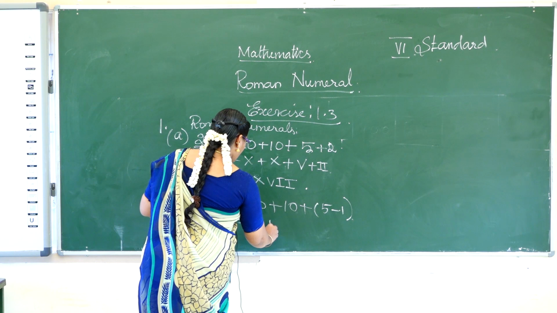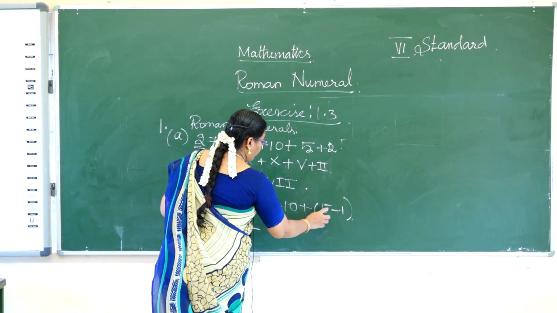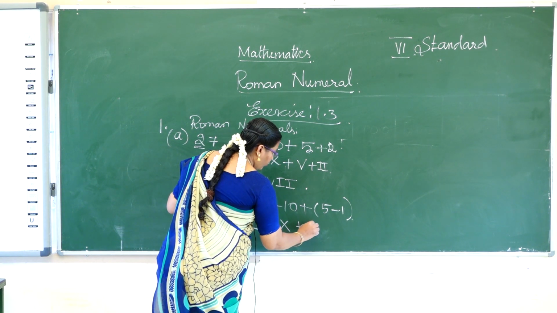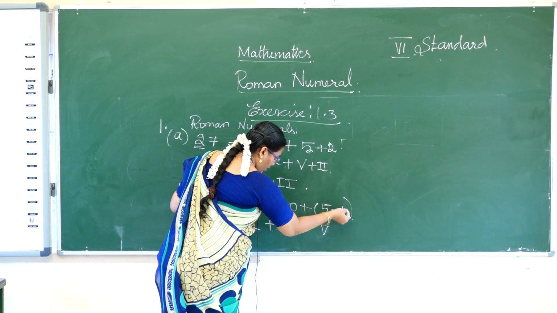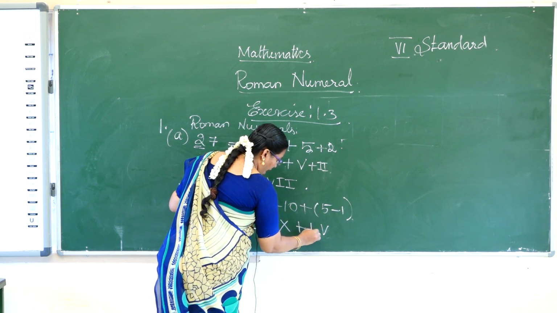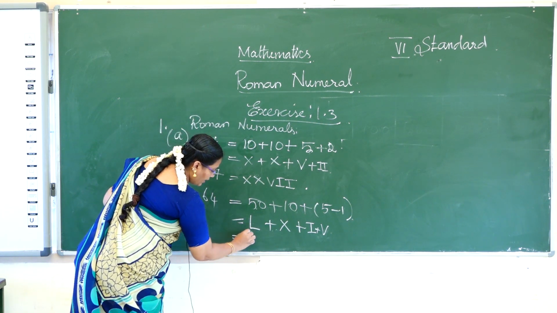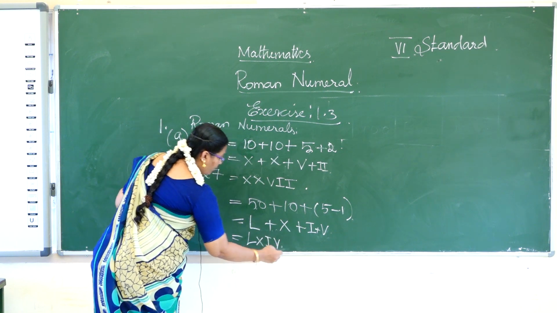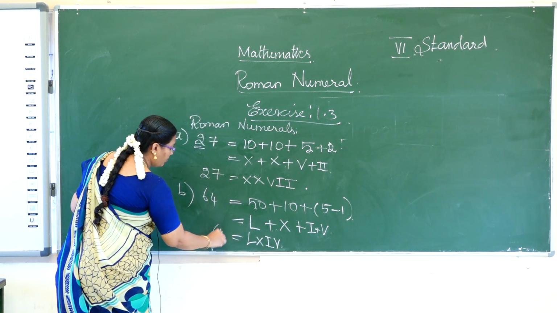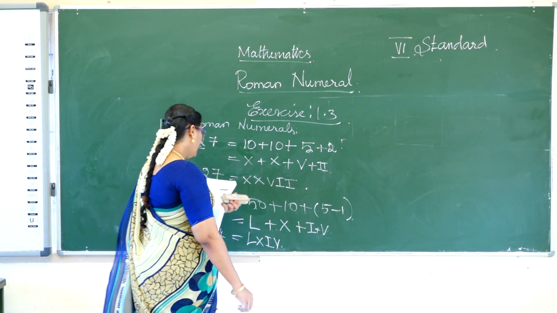10 is X. 5 minus 1 is 4. 4 can be written by first writing 5, then the previous one is subtracted, so I before V. So it can be written as L X I V. So 64 can be written in Roman letters as L X I V.